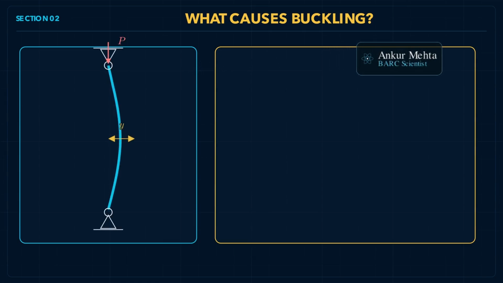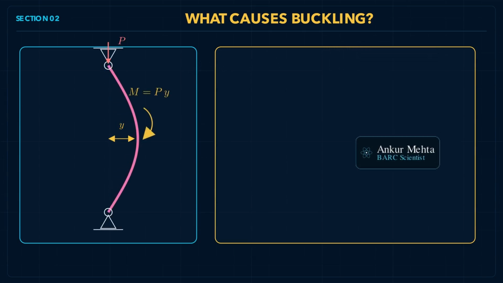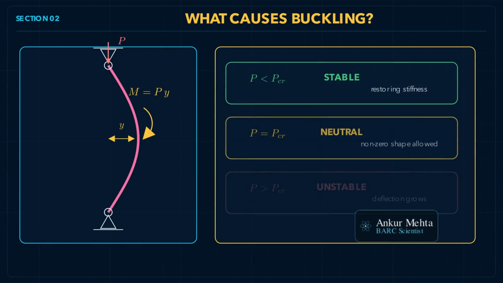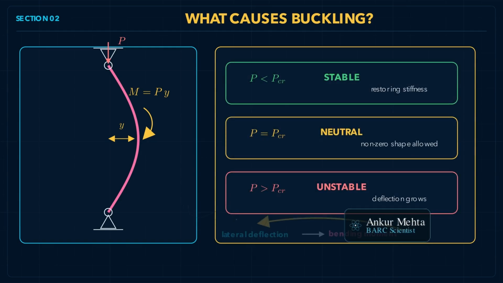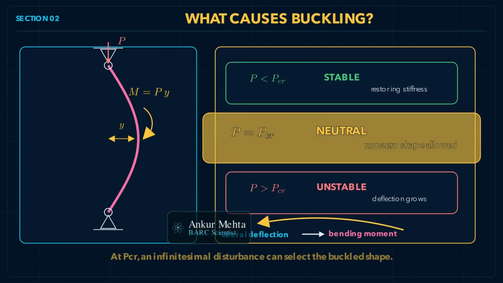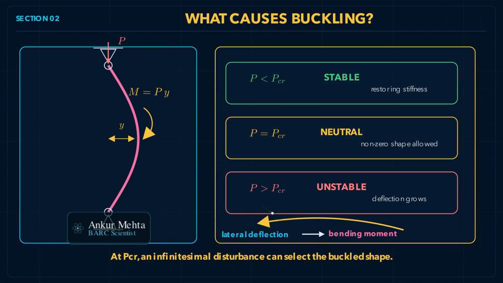Imagine a compressive force P acting on a column that has deflected slightly sideways by a distance y. That force now has a lever arm, creating a bending moment equal to P times y. This new bending moment pushes the column farther sideways, increasing the deflection, which in turn creates even more moment. Below a certain critical load, the material's elastic stiffness is strong enough to push the column back towards the center.